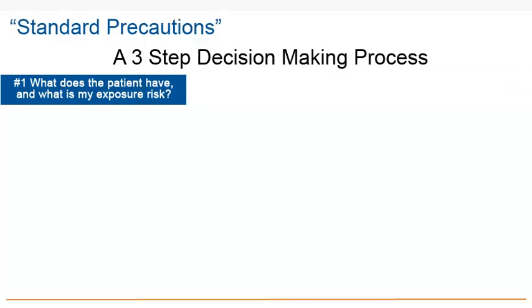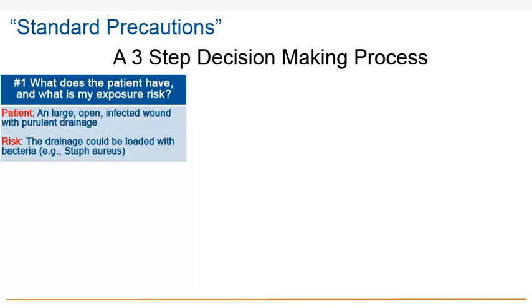Let's discuss a few examples where the 3-step decision-making process is used for standard precautions. First, what does my patient have and what is my exposure? Let's say you have a patient in the emergency department that has a large open infected wound with purulent drainage. Think about your exposure risk. That drainage could be loaded with bacteria like Staph aureus.